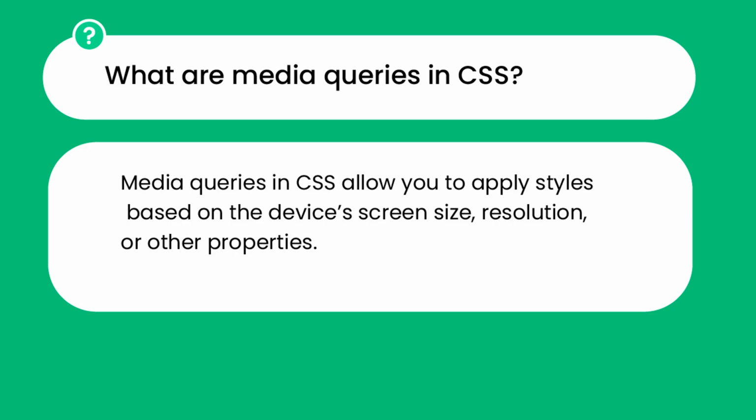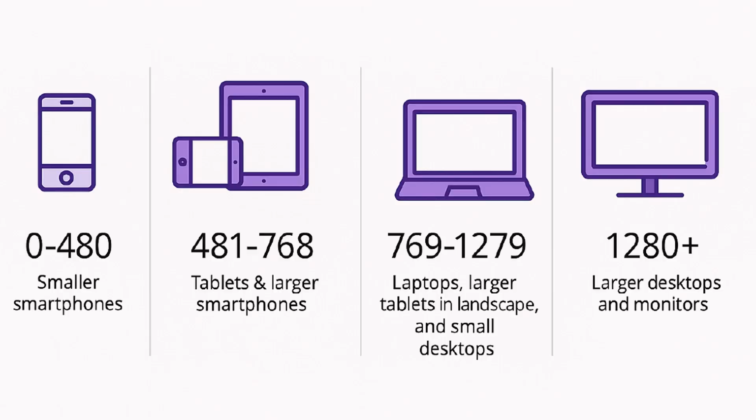And the next question is, what are media queries in CSS? Media queries in CSS allow developers to apply different styles depending on the device's screen size. This ensures that the layout adapts for better user experience across various devices. For small screens, 0 to 480 pixels, styles are optimized for smaller smartphones. 481 to 768 pixels covers tablets and larger smartphones. 769 to 1279 pixels includes laptops, tablets in landscape mode, and smaller desktops. 1280 pixels and above targets larger desktops and monitors. With media queries, responsive design becomes possible, allowing websites to adjust layout and functionality based on the viewing environment.